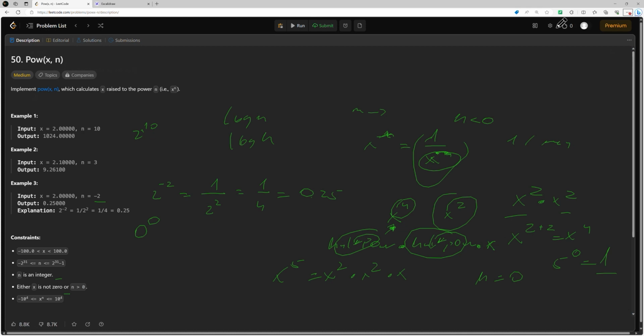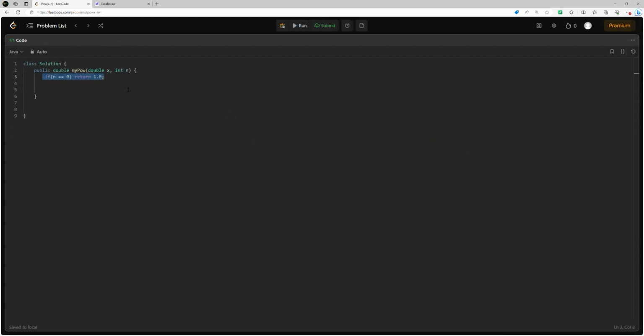So if we have n equal to 0, then we don't have to calculate anything. Basically, any base to the power of 0 is equal to 1, so we just return the double version, 1.0. And if we have a power that's negative, we just turn the power to positive and do 1 divided by the power of x in the positive power. This power function will be basically our helper function that we will call recursively.